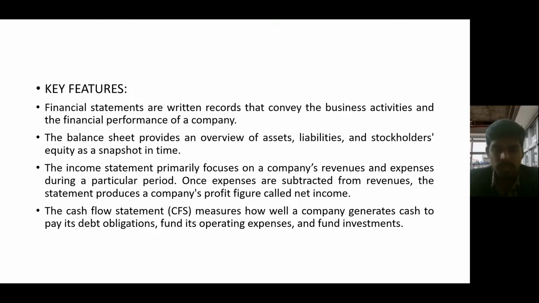Next, there are three types available. We'll see in future what all the types are in financial statements. One is called the balance sheet. The balance sheet shows what our company's position is. It is also called the statement of financial position. That will provide an overview of how many assets are available with the business, how many liabilities we have, how many stockholders we have. In one particular picture, it will show the entire details. In upcoming classes, I will show you how a balance sheet looks.